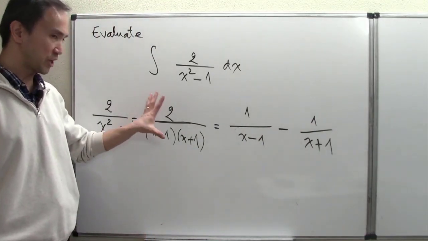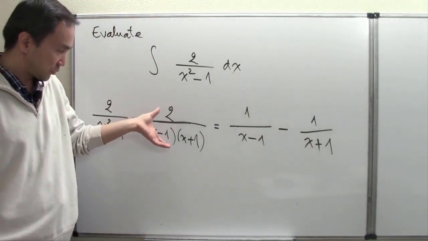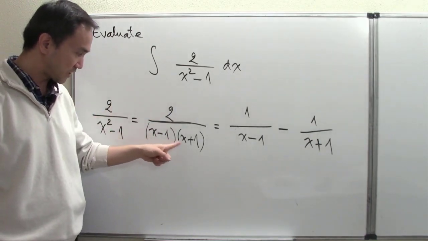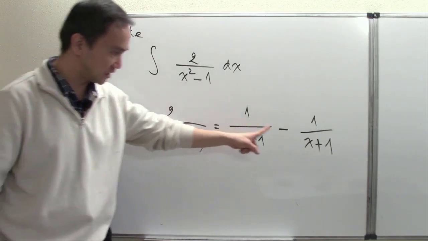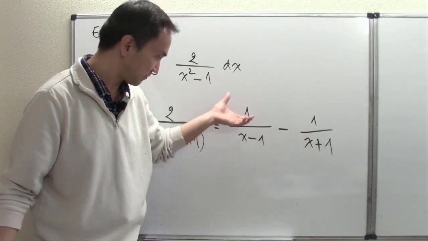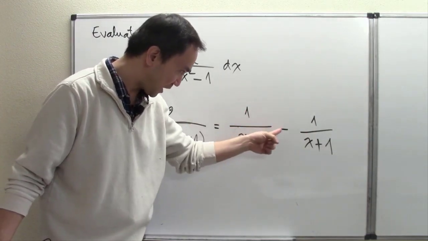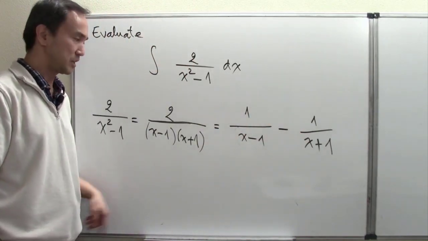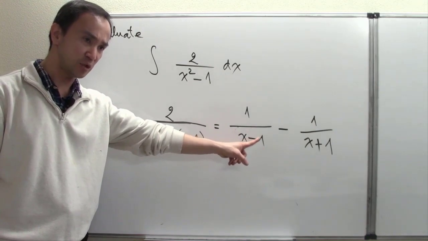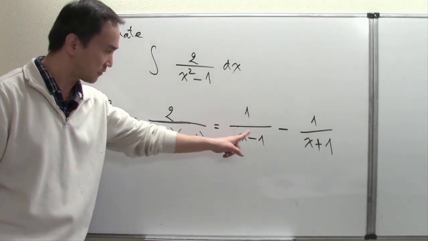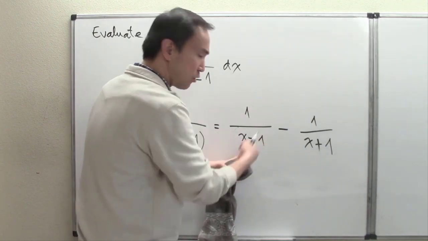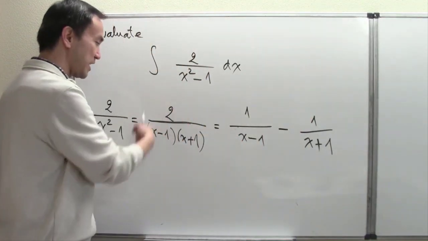Algebraically, this 2 over the product of x minus 1 times x plus 1 equals two separate little fractions: 1 over x minus 1 minus 1 over x plus 1. Why don't you take about a minute to algebraically verify me? I hope you still remember the way: make a common denominator and multiply across, to see if we end up with this.